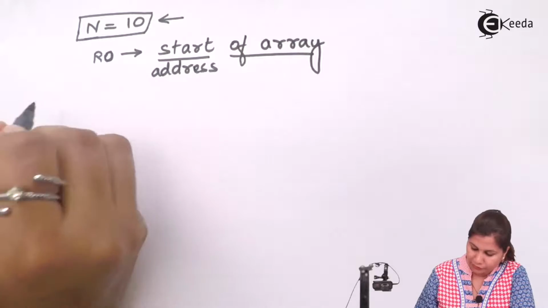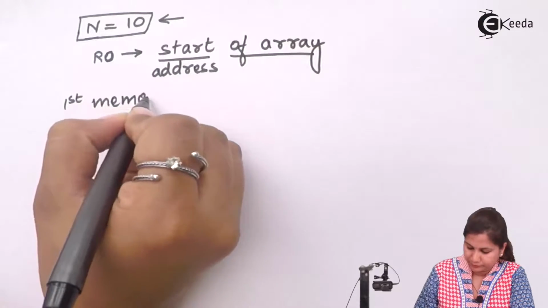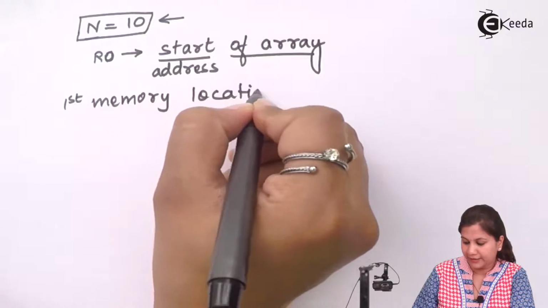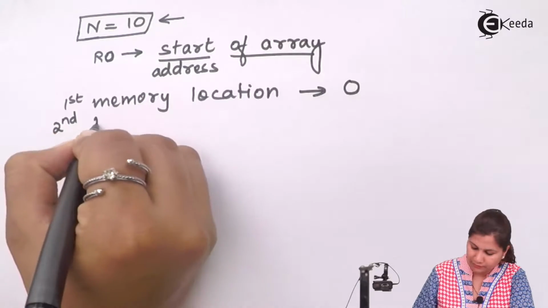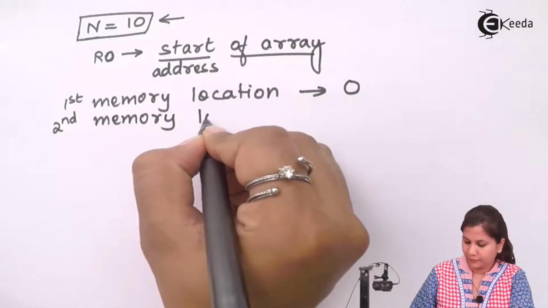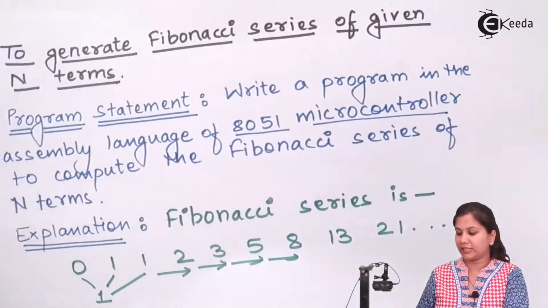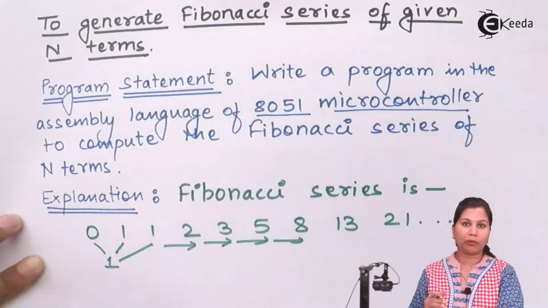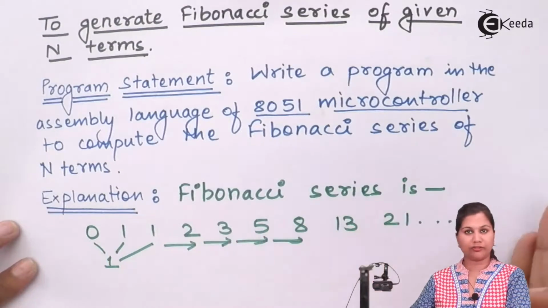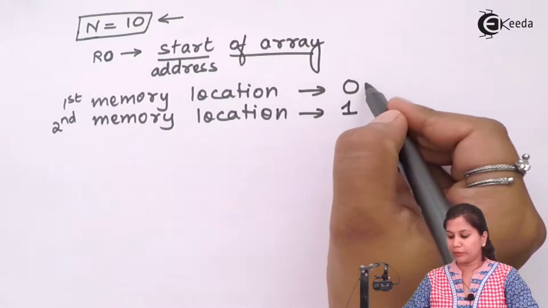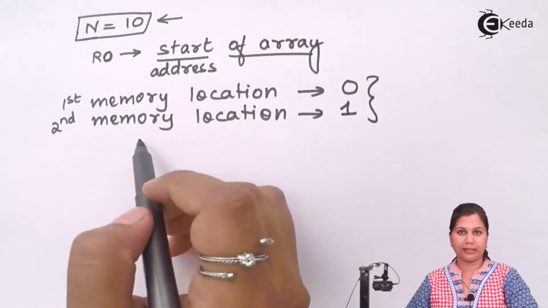After that we will use two memory locations. At the first memory location, from where the array is starting, we will store the number 0. At the second memory location, we are going to store the number 1, because the first two numbers of the Fibonacci series have to be provided by the user to the microcontroller. Only then is the microcontroller going to add them and generate the Fibonacci series. So 0 and 1 are to be provided by the user. We are going to store these two numbers at the first and the second memory location.